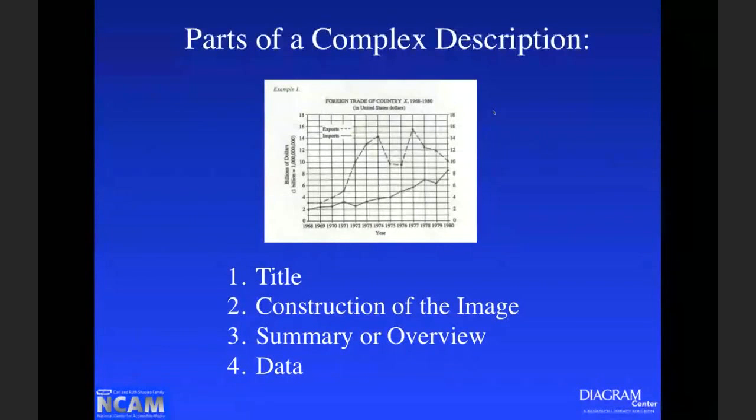So the first is a line graph, and it just has two lines doing very different things. But there's almost always going to be some information that's available to you as the description writer for any complex image. One is a title that's going to give the reader a lot of information, and it's going to begin to set the stage. So what is the title of this thing? In this case, it's Foreign Trade of Country X.